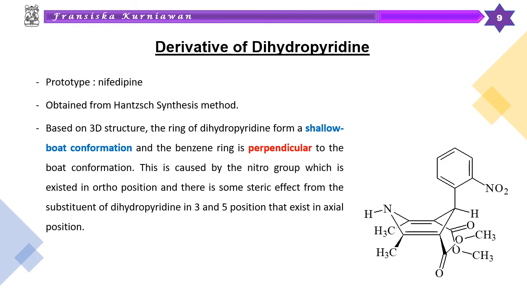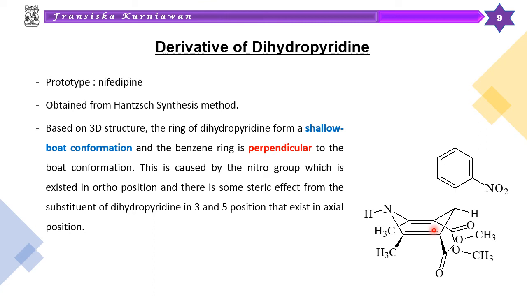So next we will see the derivatives of dihydropyridine. Dihydropyridine has many compounds. So this is the name of the group, and for the prototype here we use nifedipine. This is the structure of nifedipine, and you can obtain this compound from the Hantzsch synthesis method. And as you can see in the 3D structure, this is the ring of the dihydropyridine.